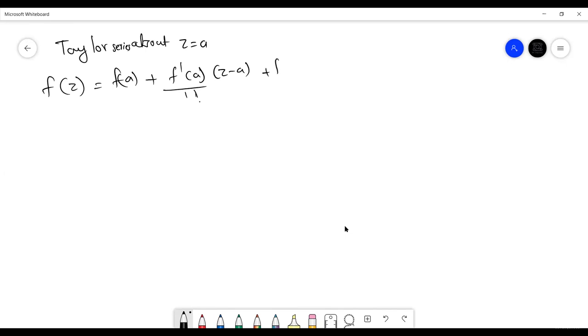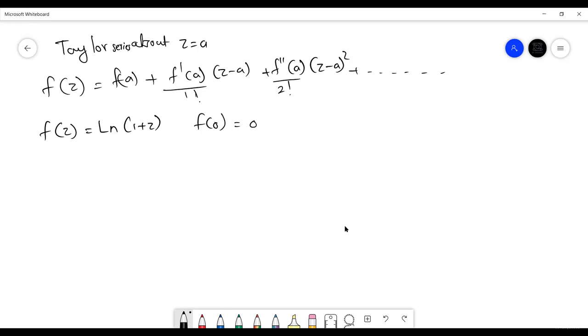f(a) plus f'(a)(z minus a) over 1 factorial plus f''(a)(z minus a) squared over 2 factorial, and this goes on, right? So in this case, we know f(z) is ln(1 plus z). They're asking us to find it about 0. So f(0), you have to find f(0), that is 0. And then you have to find f'(z), then it will give you 1 over 1 plus z. Right, f'(z) is 1 over 1 plus z. Again, f'(0) gives you 1. And you have to find this two or three times, and substitute in this equation.